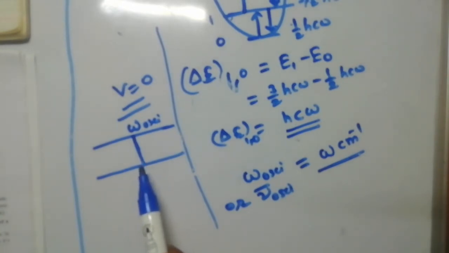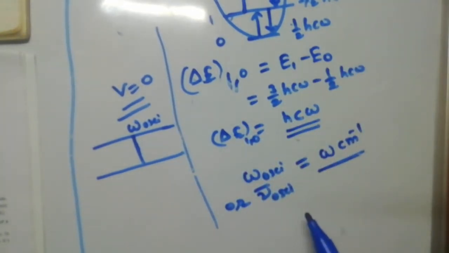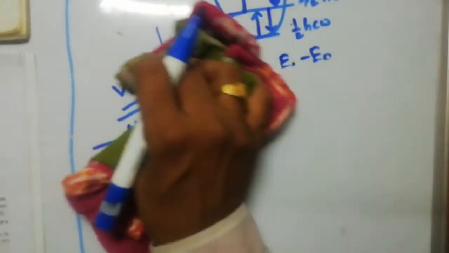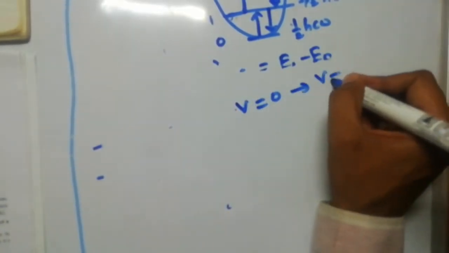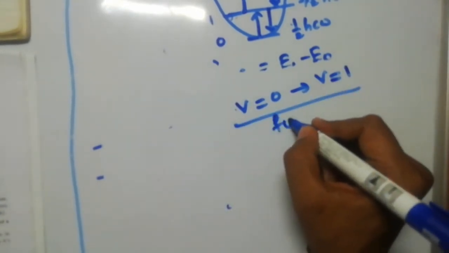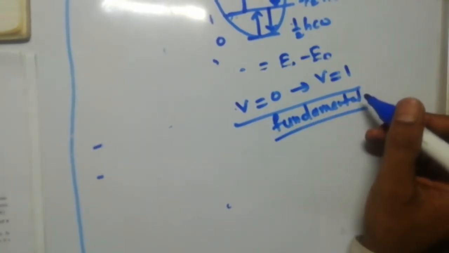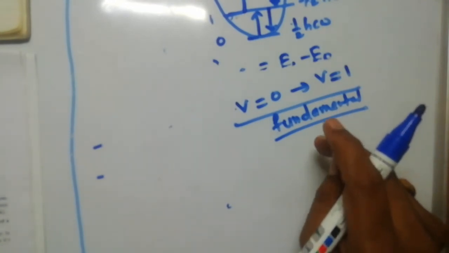Transitions which follow the selection rule, that is delta V equal to plus minus 1, are called allowed transitions. Here you can have varieties of transitions. The transition from V equal to 0 to V equal to 1 is called fundamental. The band that you get because of V equal to 0 to V equal to 1 is called the fundamental band or fundamental vibration.